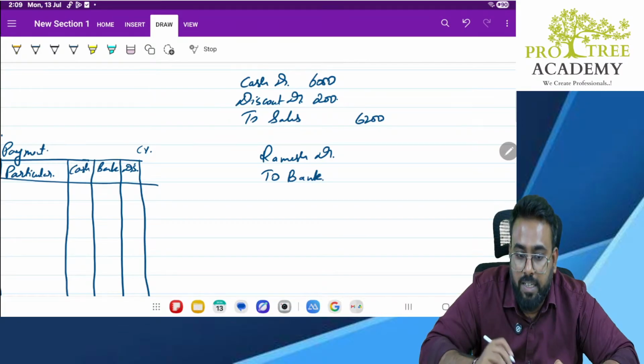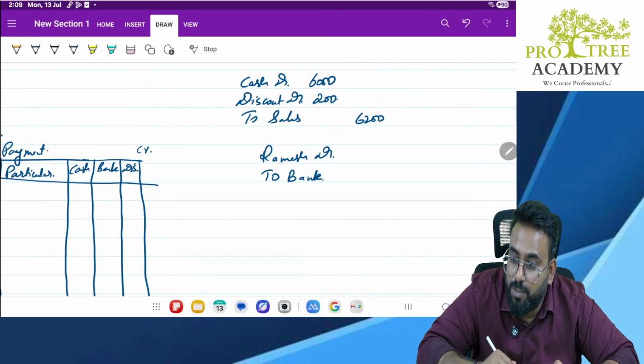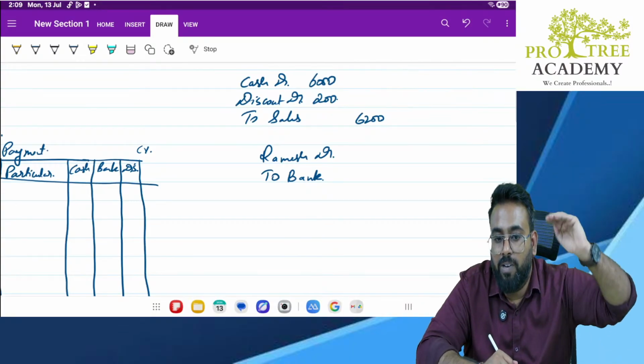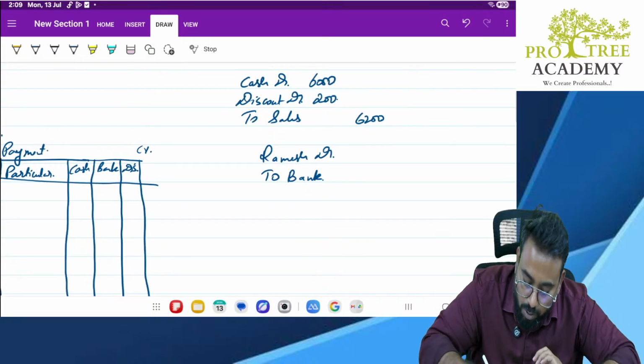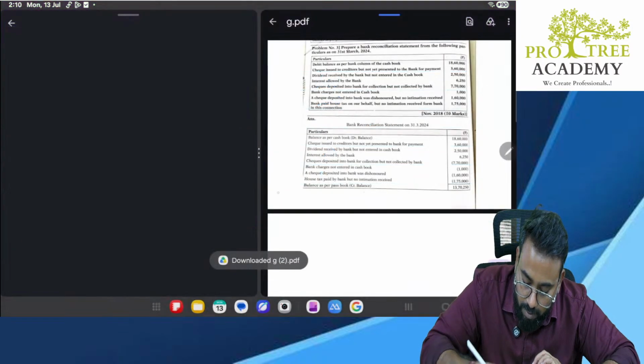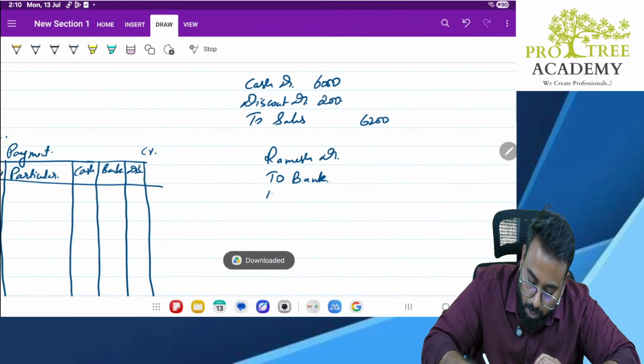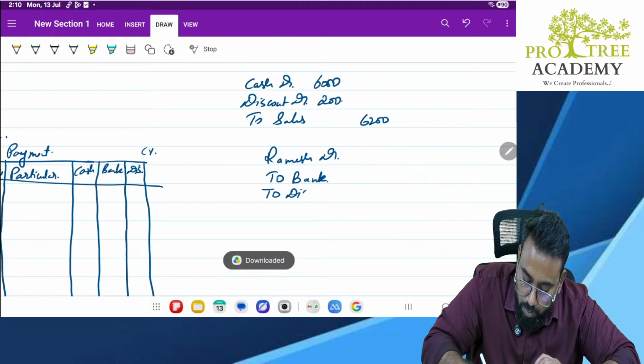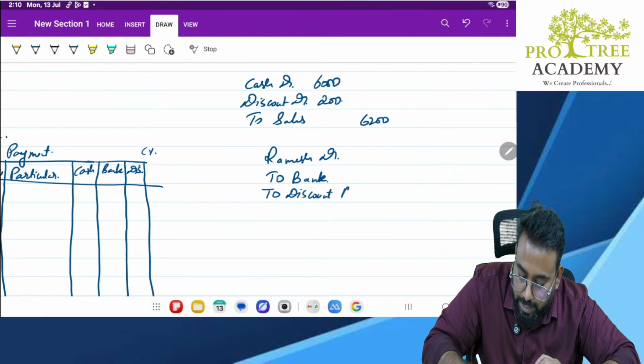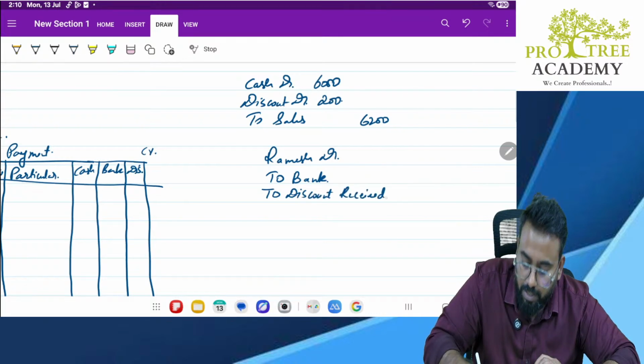Correct? Sir, are we not receiving a discount also? Is that not our income? When income increases, it will be credited. Correct or no? So to discount received. Correct or no? We have received the discount.